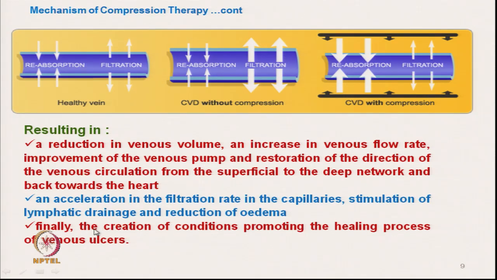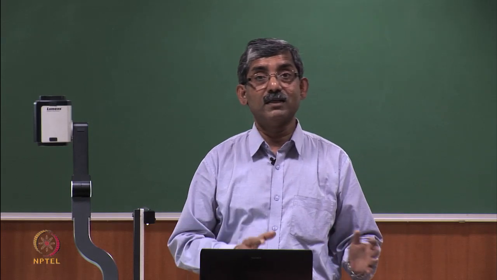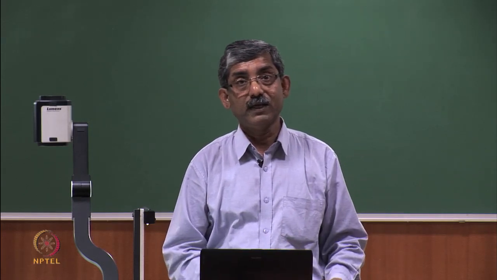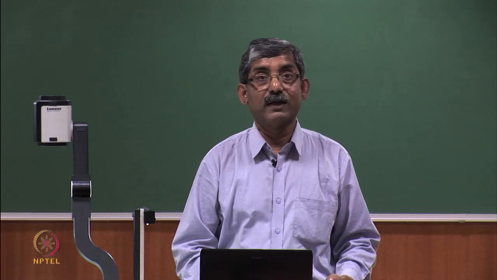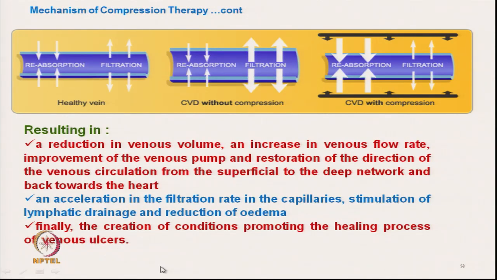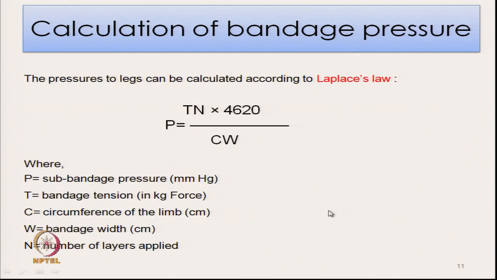Finally, the creation of conditions promoting the healing process of venous ulcer. So, gradually if we can increase the blood flow, if we can reduce the venous diameter, gradually the venous ulcers will improve, okay. It will start healing. Now, coming to the compression bandage, how to calculate the pressure?